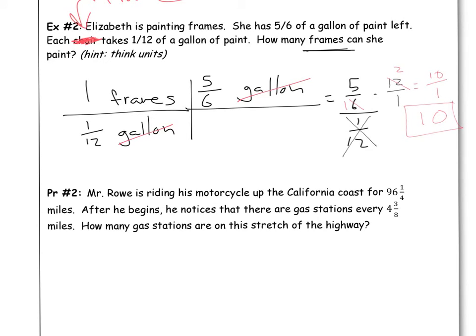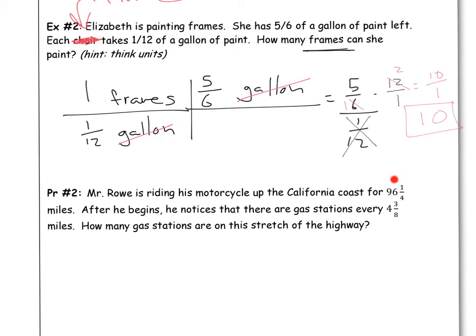Okay, so we have a similar problem here. It says Mr. Rowe is riding his motorcycle up the California coast for 96 1/4 miles. After he begins, he notices that there are gas stations every 4 3/8 miles. How many gas stations are on this stretch of the highway? Now, you can do this problem very similar to how we did it here. However, I would just recommend that you convert these mixed numbers into improper fractions.